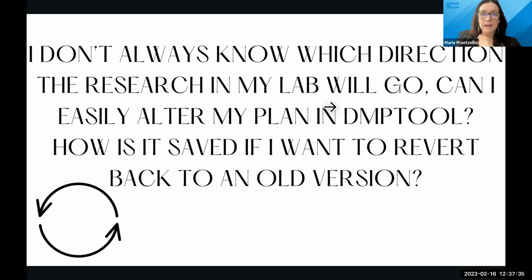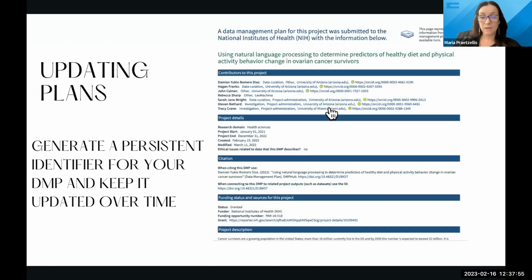Another one we get asked a lot about is versioning. This is one of the challenges of creating data management plans: you don't always know exactly which direction your lab's research is going to go. Can you easily alter your plan in the DMP tool, and how is it saved if I want to revert back to an old version?